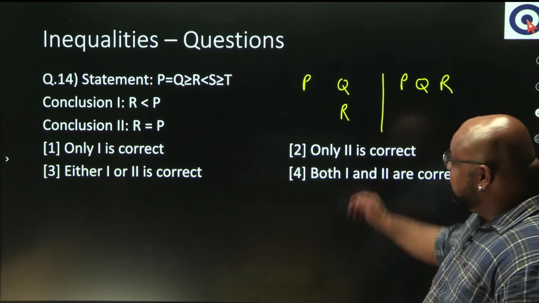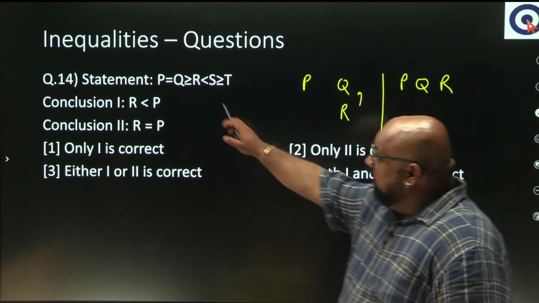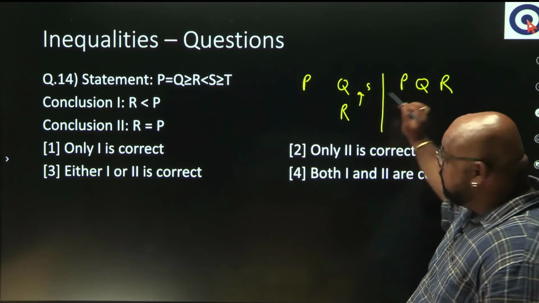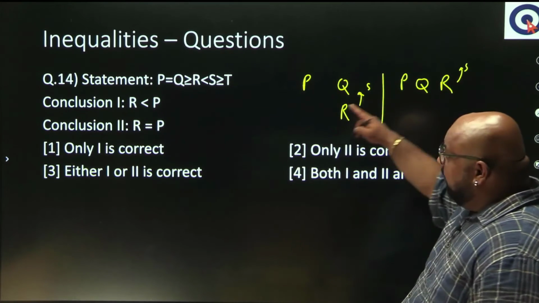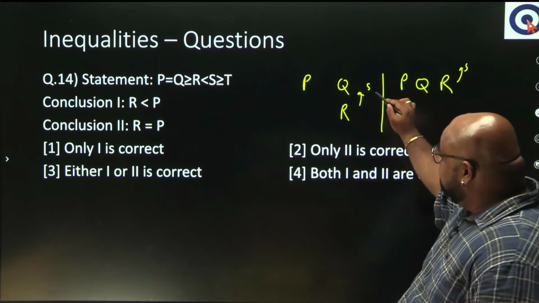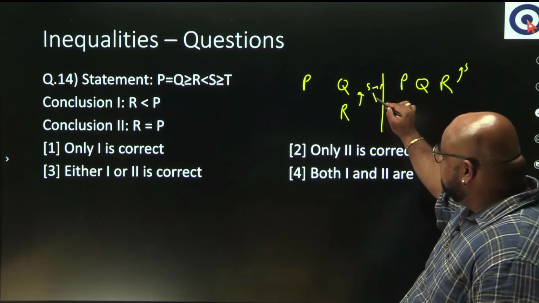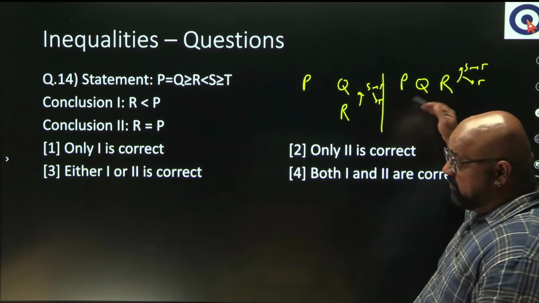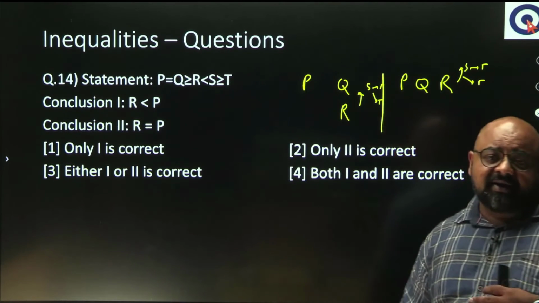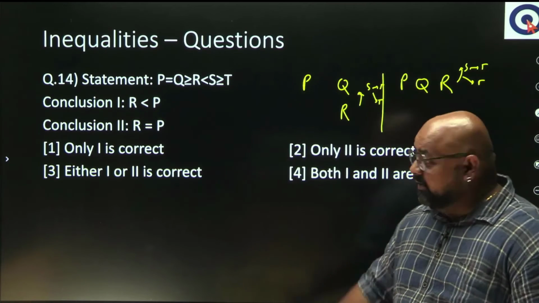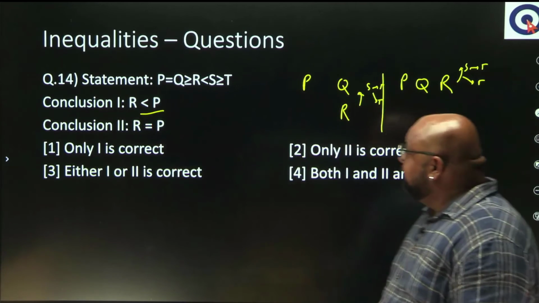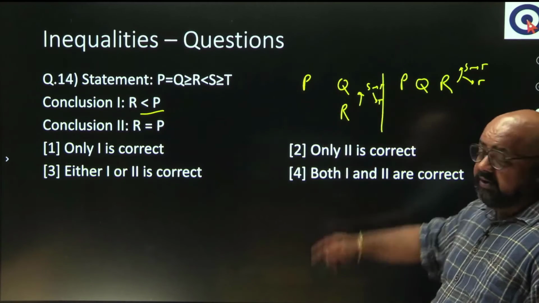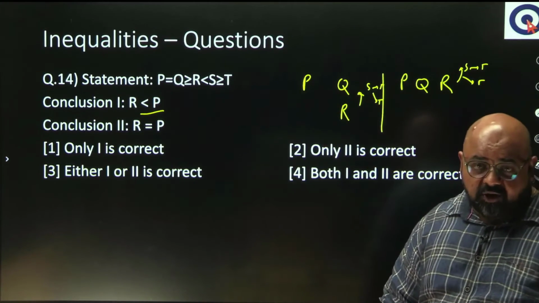R is less than S, so S will be above R for sure. And S is greater than or equal to T, so T would be equal to or less than S. I am not getting into drawing all the cases because the conclusions talk about R and P only. Is R less than P? R here is less than P, but here R is equal to P. So 1 is not always correct.